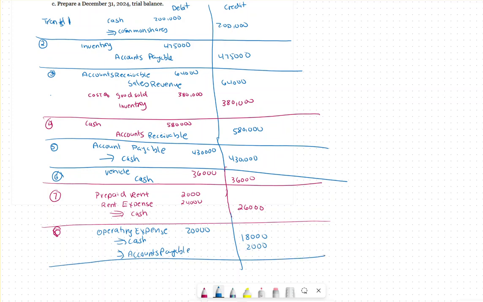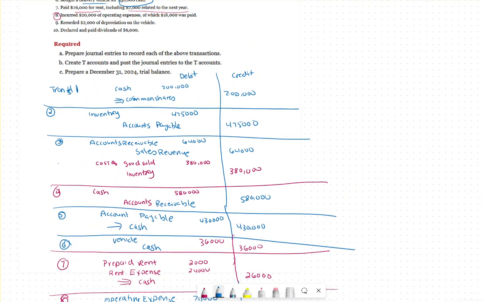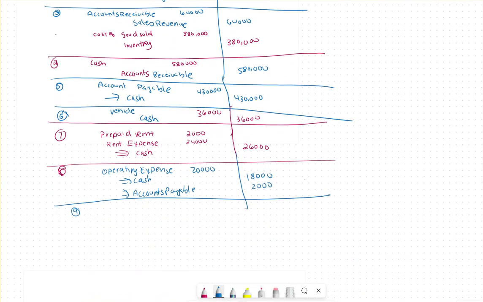And going further, we have 9 and 10. They said we record the depreciation expense on the vehicle. If you're recording a depreciation expense, debit will be my depreciation expense, and that will be for $2,000, and my credit will be my accumulated depreciation. That is a contra account to your vehicle account, and that is also for $2,000.